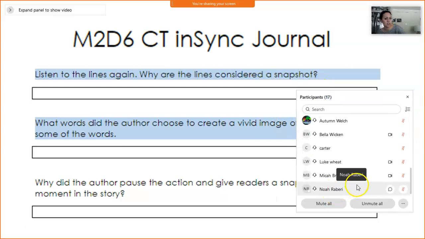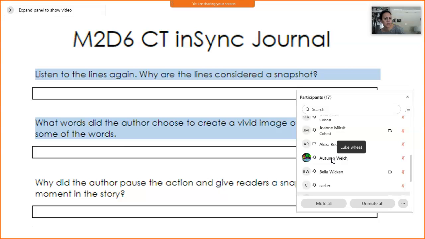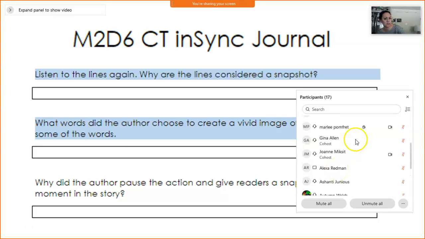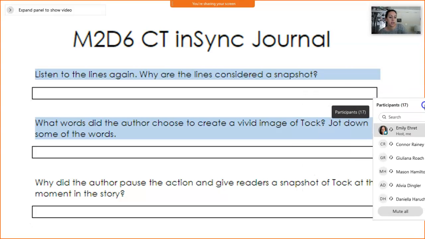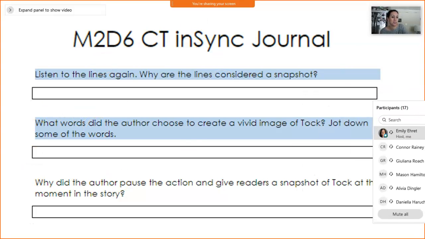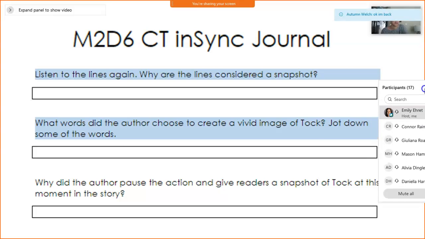Make sure Noah, Micah, Luke, Carter, Bella, Autumn, Alexa, do you have this open on your screen? I was just about to say, I just got here. Sorry, I slept all the time. Okay, so Micah, right now I'm recording this lesson to post on Schoology. So right now I would read through the top of your InSync journal and we're answering these 3 questions once I reread Tock.